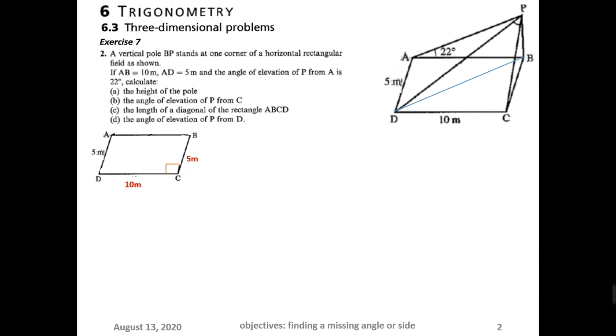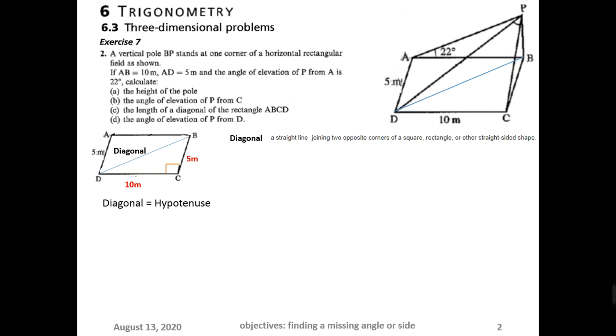Where is my diagonal? Draw the diagonal. The diagonal is that line that connects D with B or C with A. So this is my diagonal. How do I know that? Because the definition of the diagonal is a straight line joining two opposite corners of a square, rectangle, or any other straight-sided shape. Now, can you see the right angle triangle? BCD, or we call it DCB.